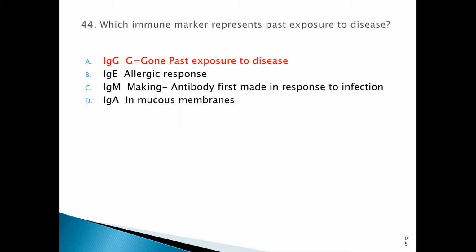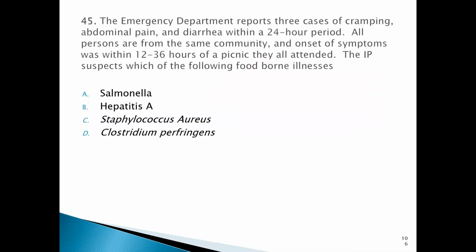IgM is present in the acute phase of the infection. So it's the antibody first made in response. So the way I remembered that was I used M for making. So this was when the body is producing antibodies or making antibodies. Oh yeah, IgE is present in an allergic response, and IgA is present in our mucous membrane.